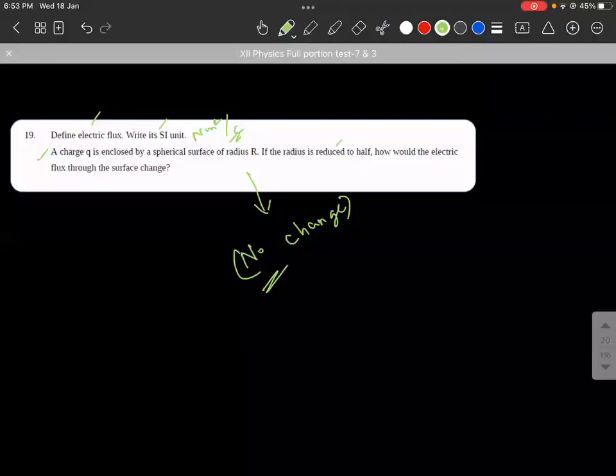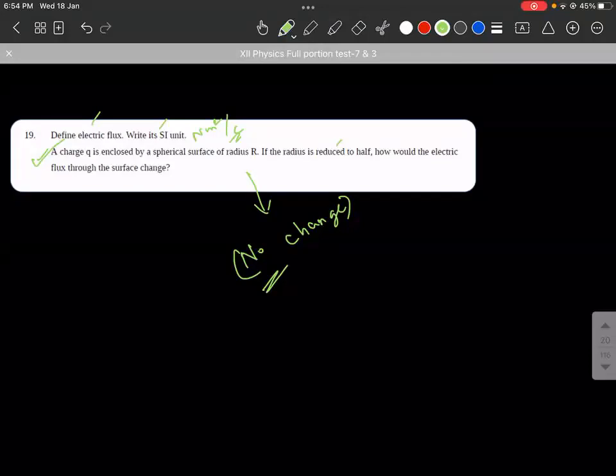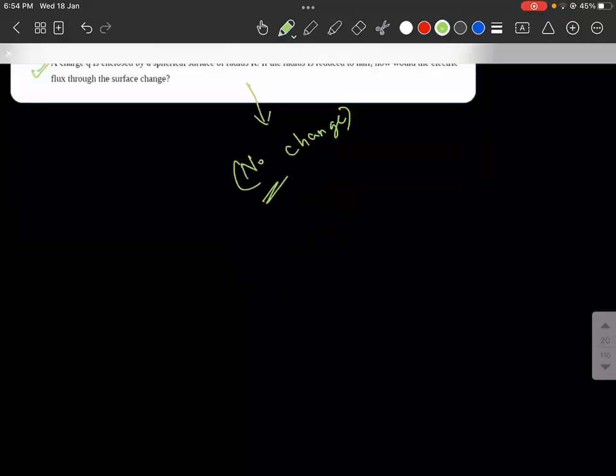Okay, this question I was asking. A charge Q is enclosed by a spherical surface of radius capital R. If the radius is reduced to half, how would the electric flux be affected? What will happen to it? There will be no change because it depends only on the total charge which is enclosed by the surface.